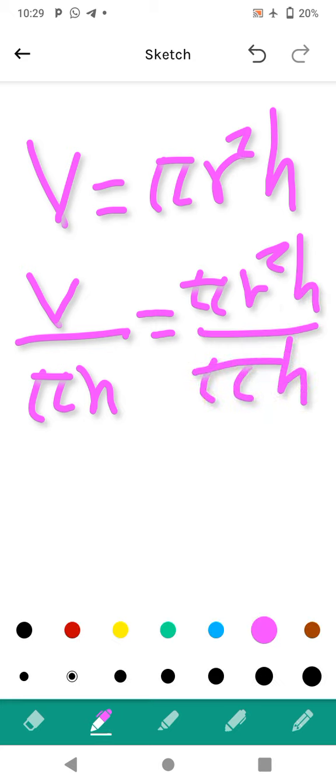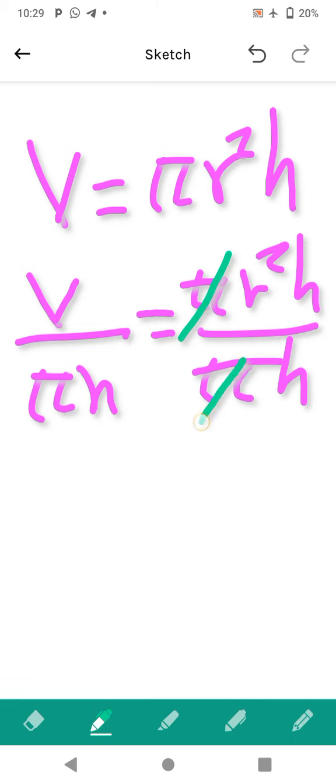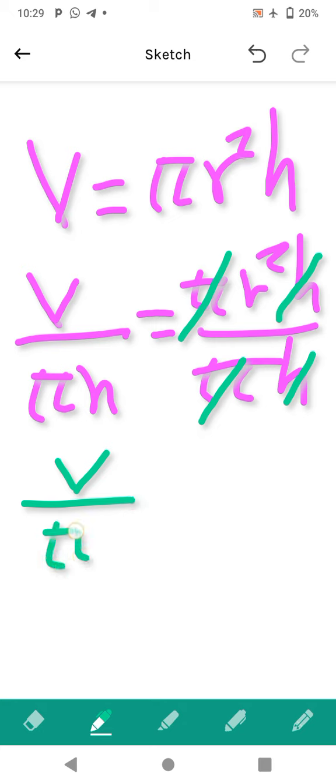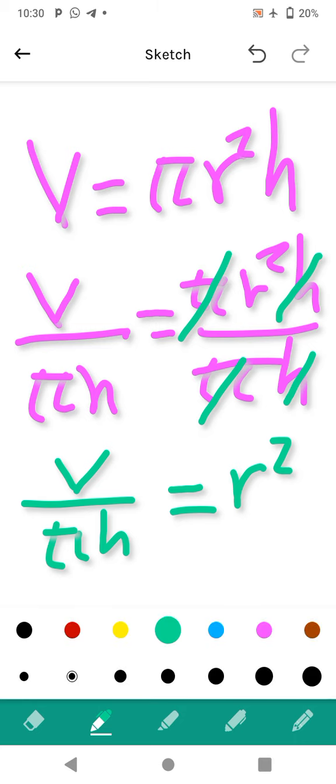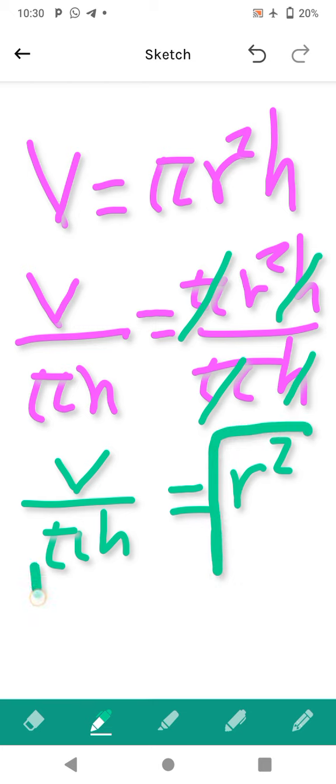If you do that very well, you notice that pi will cancel out pi, h will cancel out h, so v over pi h will be equal to r squared. Then, of course, we are going to square root both sides now. So here you square root both sides.